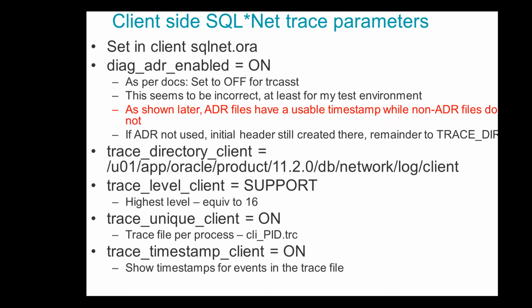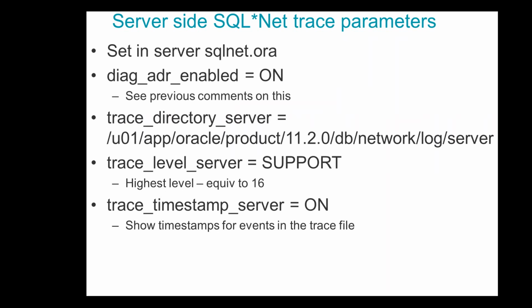Here are just some parameters I've set up. The ones that are important are trace level client, which is set to support, the same as 16. We've also set unique client on. What that means is that each process on the server side, or the client side in this case, will get its own trace file. And we've turned on timestamp. We really need timestamp to see the time between events in the trace file. So we have set ADR on, and we'll explain a little later why, contrary to what the documentation says we should do. And those parameters are the same as previous.